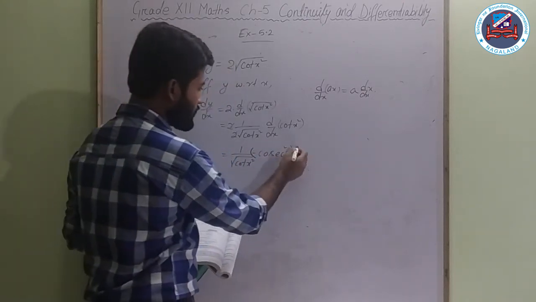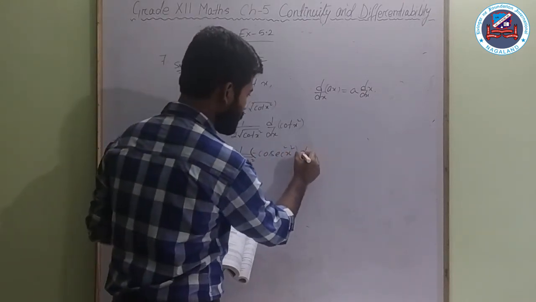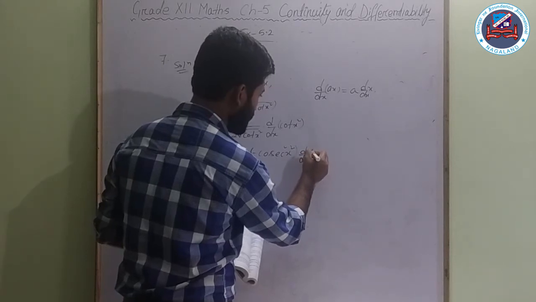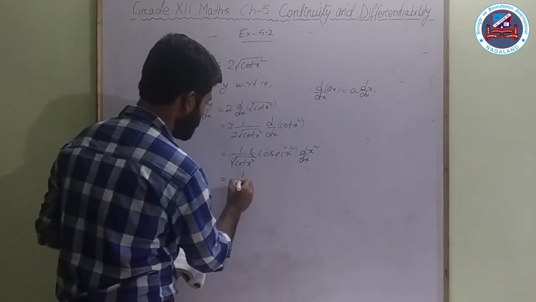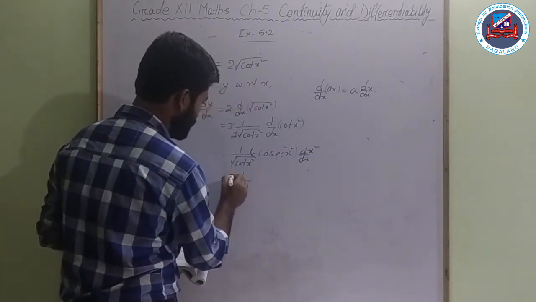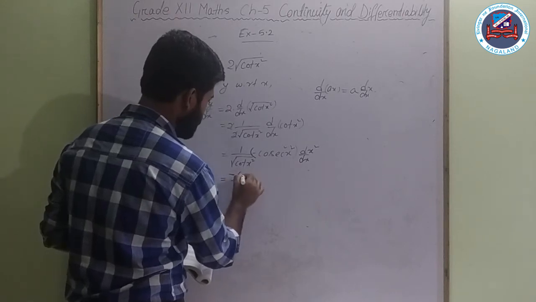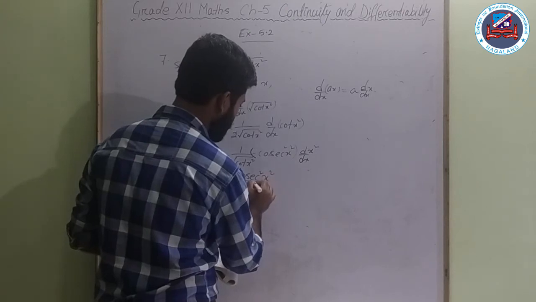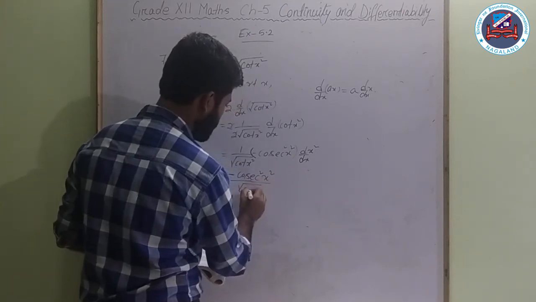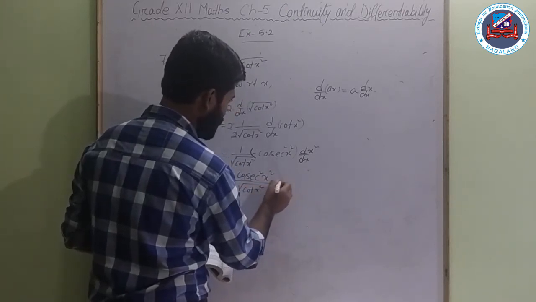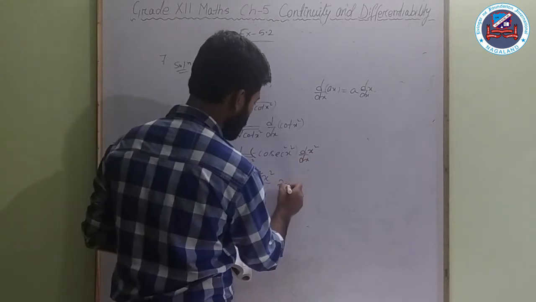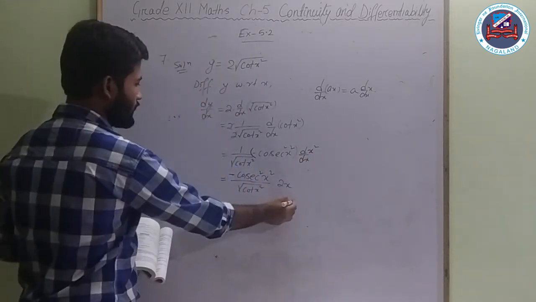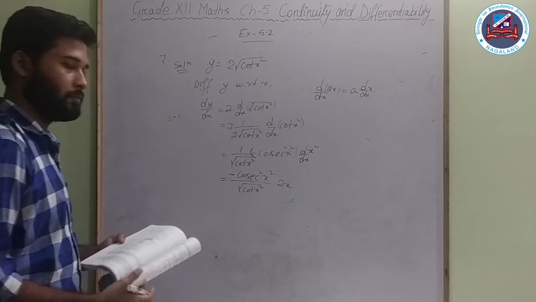So now since this x square is not the x, isn't it? So we need to take the derivative of x square again. That will be equal to 1 by, I can bring the minus here, cosec square x square divided by cot x square, and d/dx of x square will be 2x. So that will be the answer. You can just bring the 2 before.